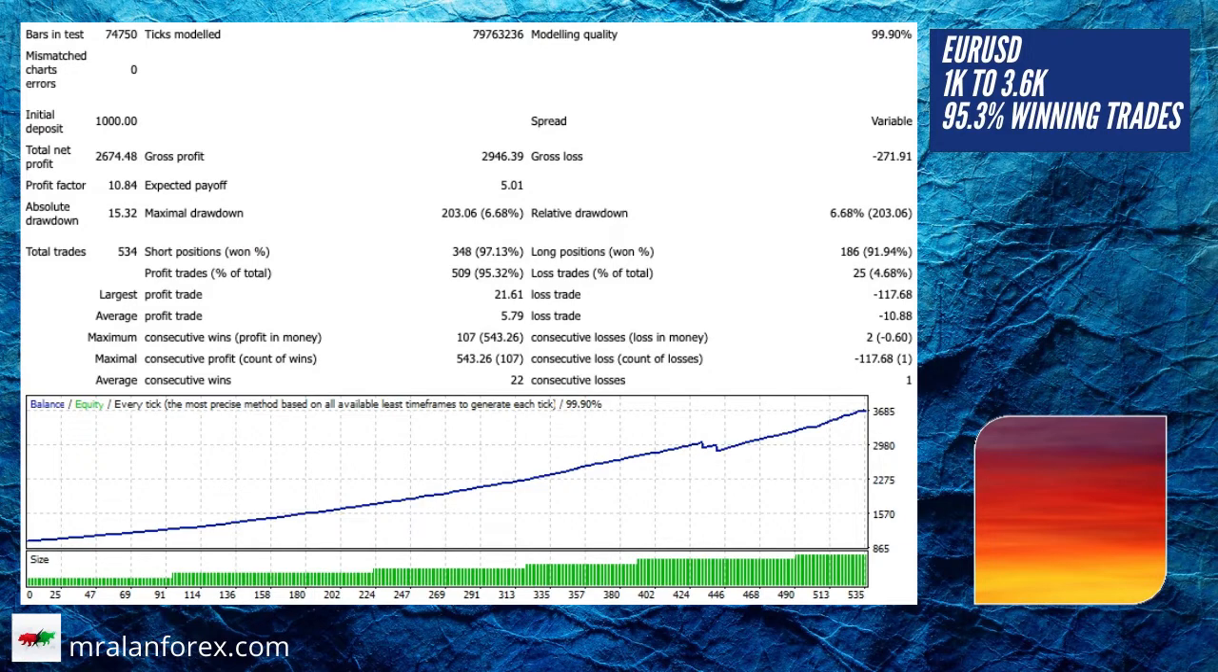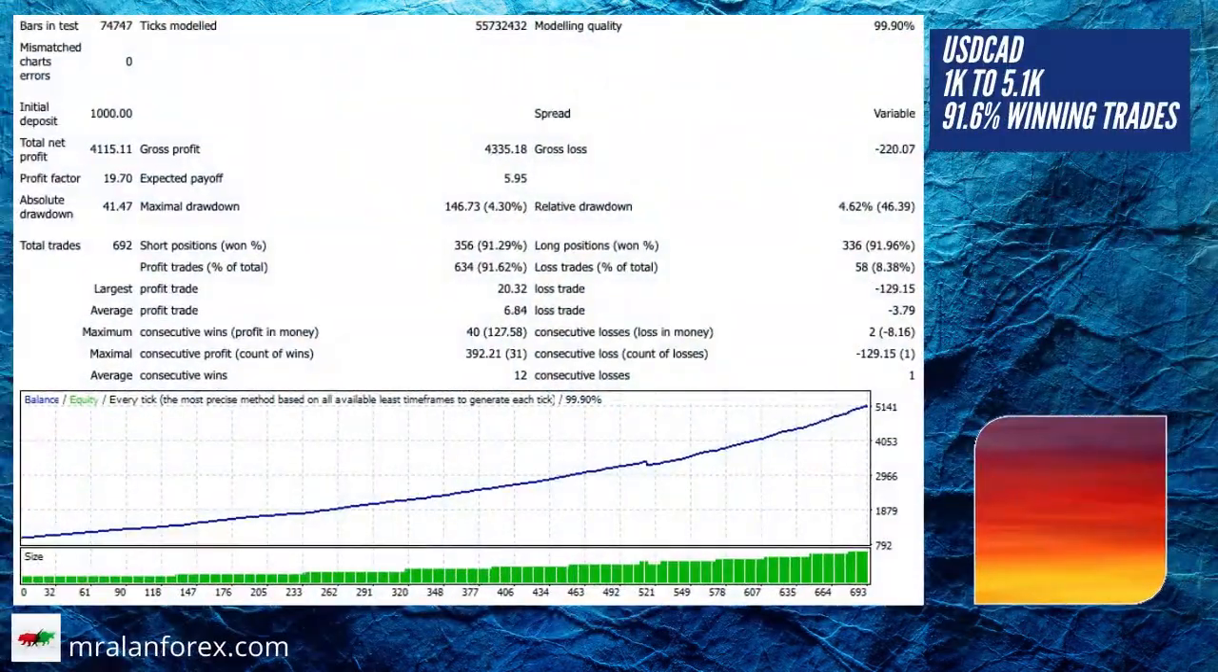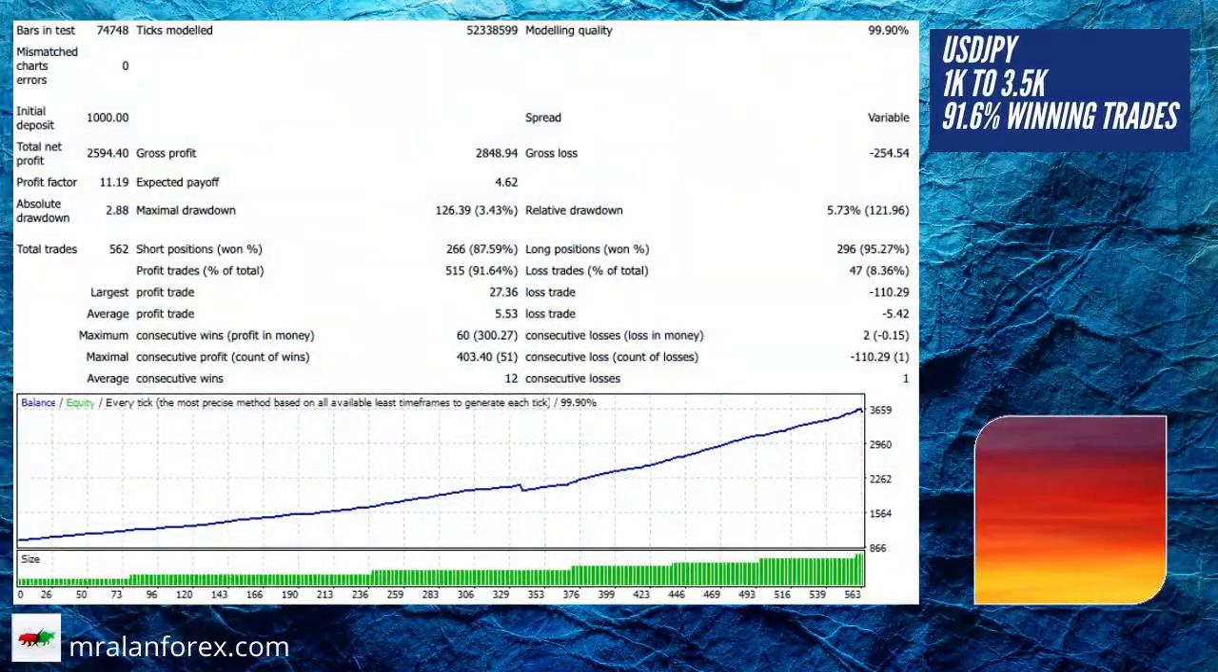Then moving on, we've got the Euro dollar. This goes from 1k to 3.6k. It does 534 trades, and 95.3% of the trades are winning. Pound dollar, 1k to 5.5k, 807 trades, and 94.4% of the trades are winning. USD CAD goes from 1k to 5.1k, 91.6% of these trades are winning. And finally, USD JPY, 1k to 3.5k, 91.6% of these trades are winning.